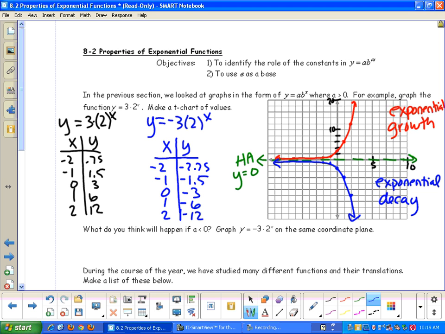Now be careful when you're doing these equations to always watch out to see if you have a negative in front, because remember before we looked at this b value to tell us if it was exponential growth or decay, and since it was above 1 we said it was growth.